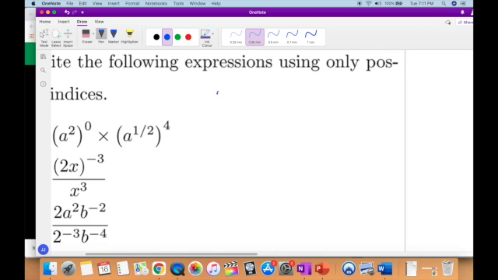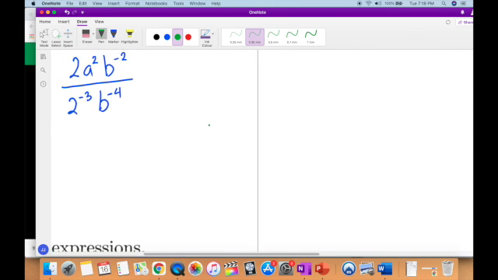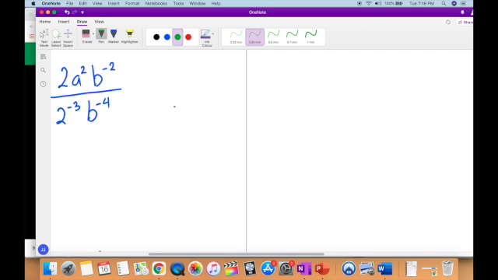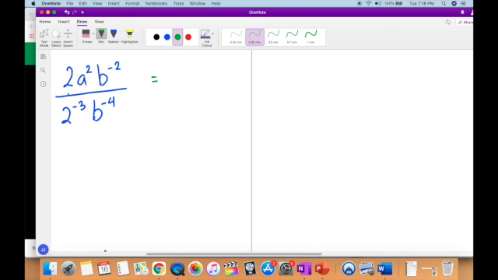So number 40 is 2a squared b to the power of minus 2 all over 2 to the power of minus 3 b to the power of minus 4. And remember this whole thing about splitting up the fraction. I am going to split up the fraction. Well, I notice the 2's, I can group the 2's together into one fraction. And the a could be by itself and the b's could be one fraction.